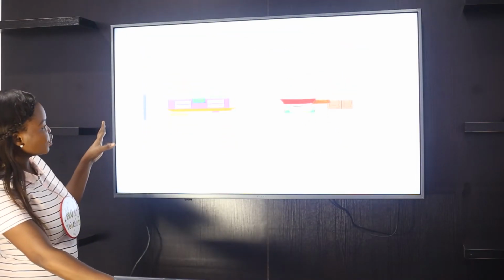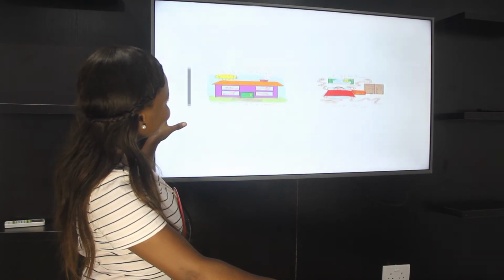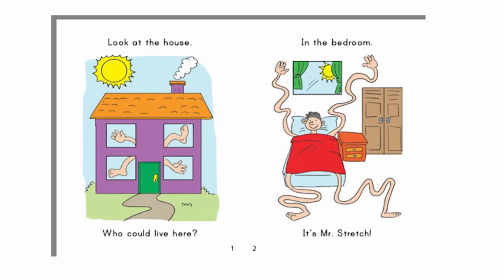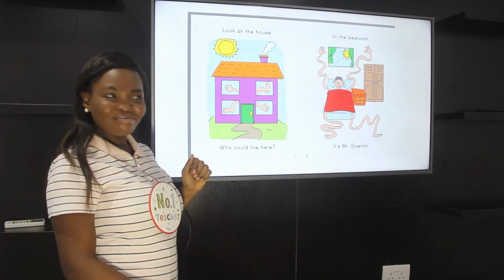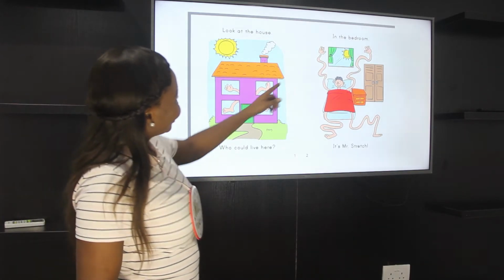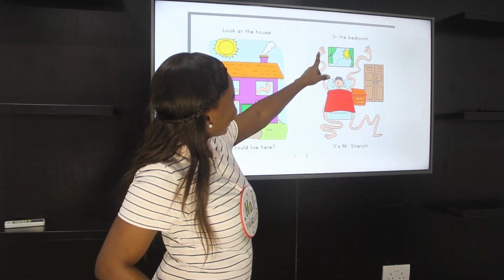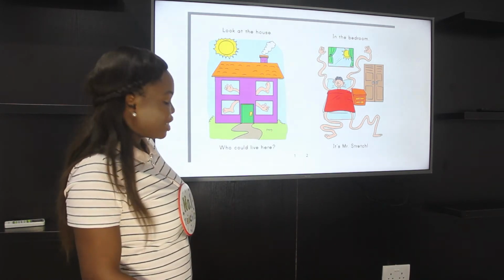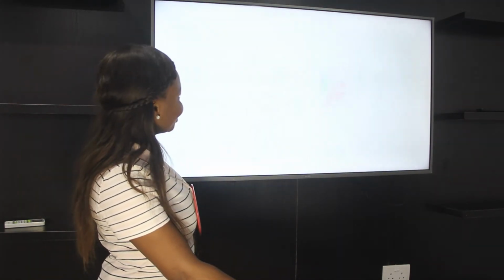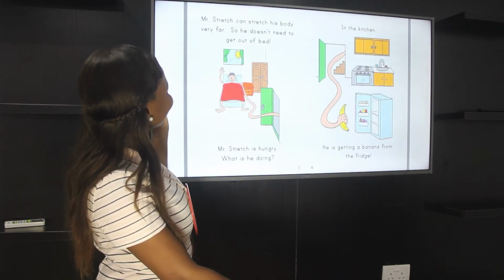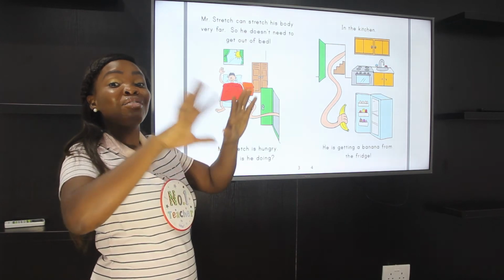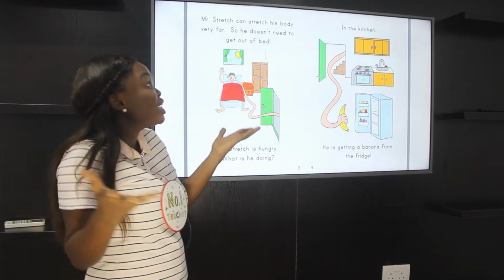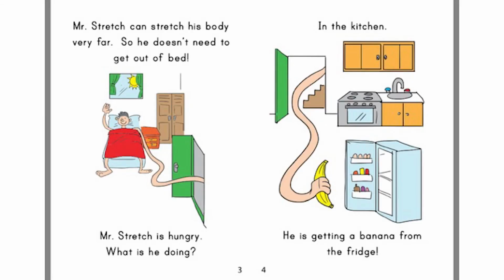Look at the house. Who could live here? In the room, it's Mr. Stretch. Oh, look how long Mr. Stretch's arms are, and his legs. Wow. It's Mr. Stretch. Mr. Stretch can stretch his body very far, so he doesn't need to get out of bed.